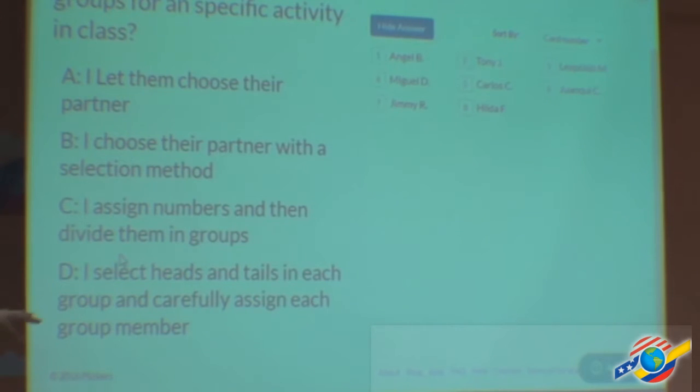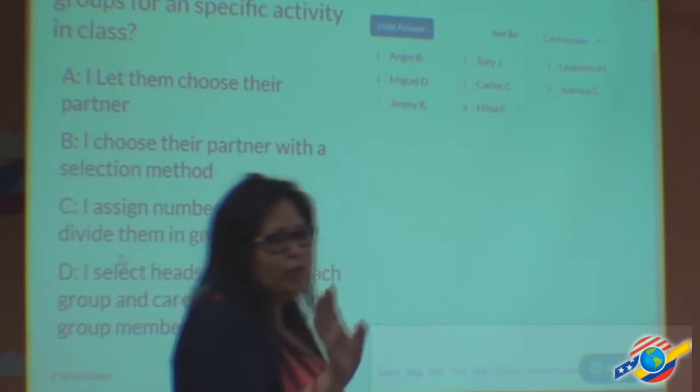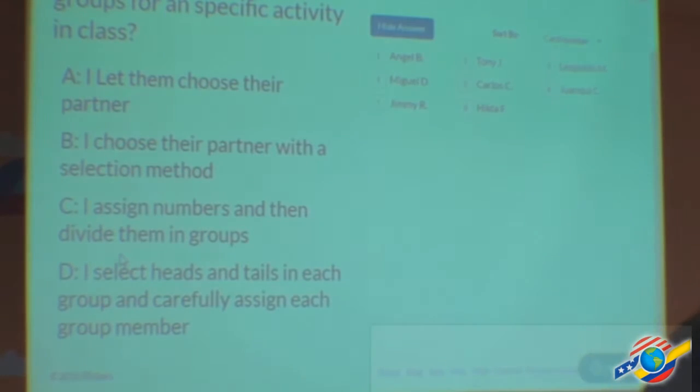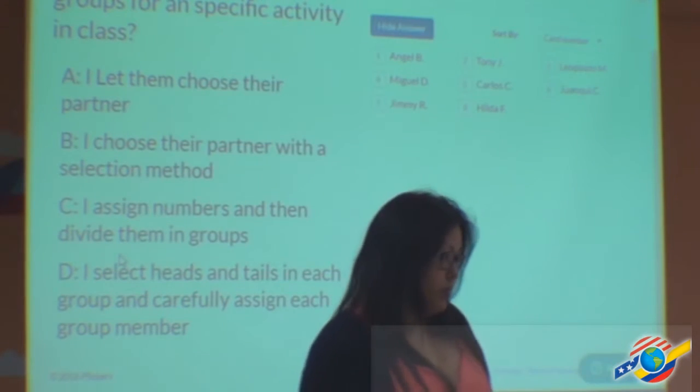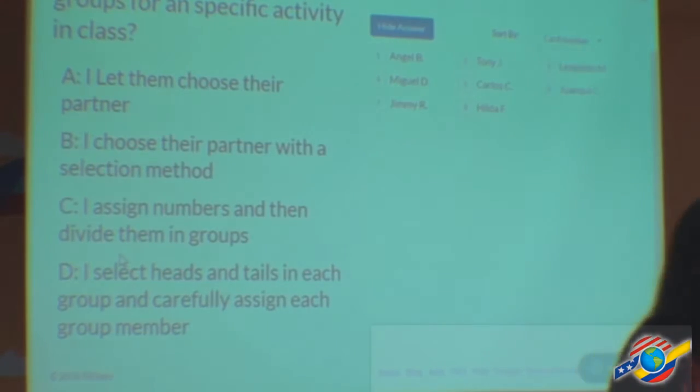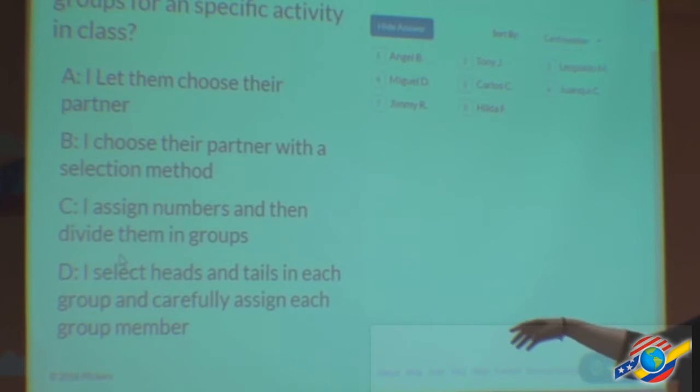I select the heads and tails in each group and carefully assign each group member. It's not just like, okay, let's do it. Groups 1, 2, 3, 1, 2, 3, 1, so all the ones go with ones. That is when we have to do something not important. But when we're talking about an upper intermediate class, especially if it's a new class like grammar or reading for them, it's important to select the heads and the tails.